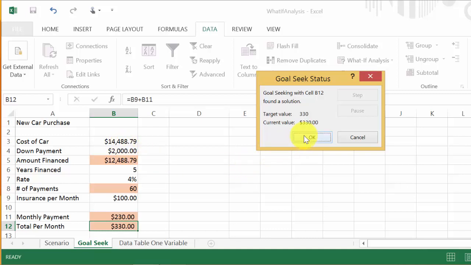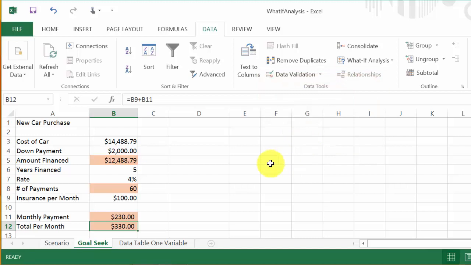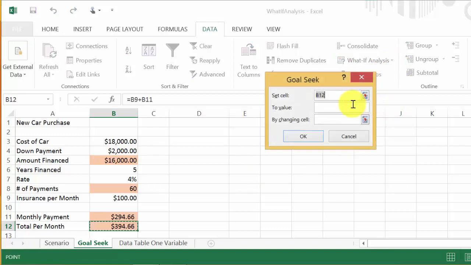And if you hit OK, it'll change these values here. Let's just do that. Okay, and there you go. Or maybe let's hit undo, yeah. All right, or maybe what we can do is say, let's do this. I want to change this cell to 330 again. But this time, instead of changing the price of the car, maybe I can come up with more money on my down payment. So I'm going to do it by changing cell B4 and then hit OK.